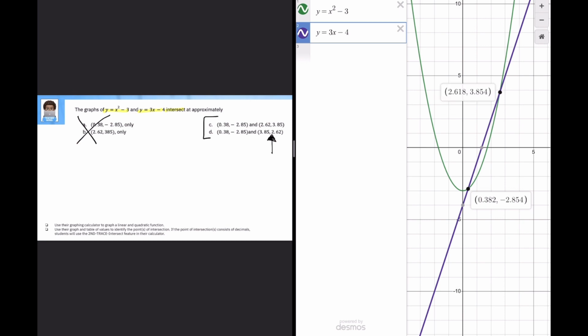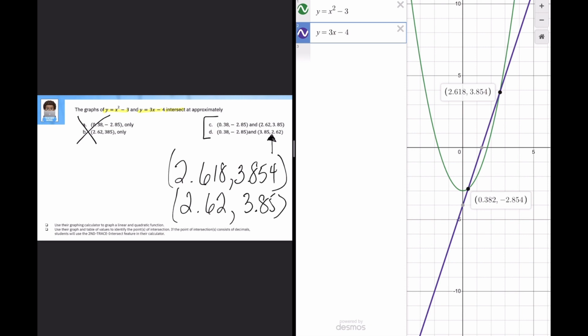And our second point is up here. So 2 and 618 thousandths, 3 and 854 thousandths. So they're just rounding this to 2.62 and 3.85. Which makes our answer C.